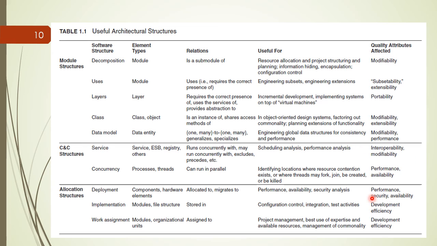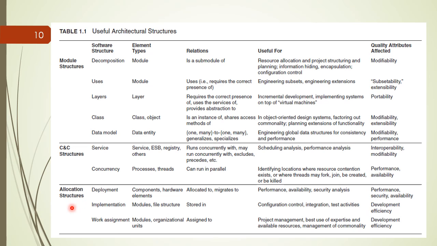Then concurrency, identifying locations where resource contention exists or where threads may fork, join, or can be created or can be killed. And the quality attributes are performance and availability.